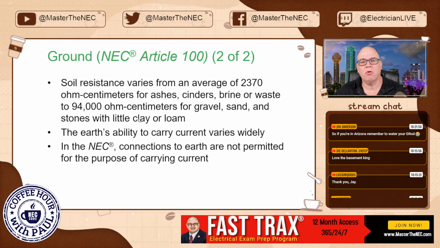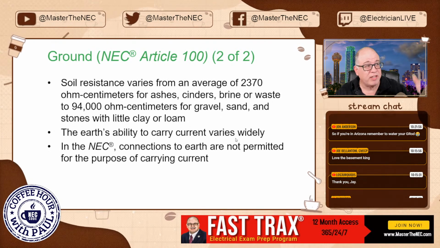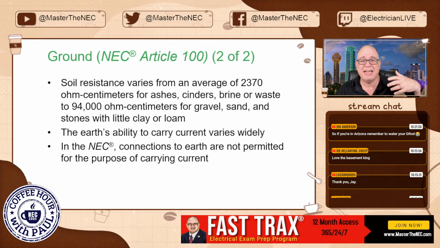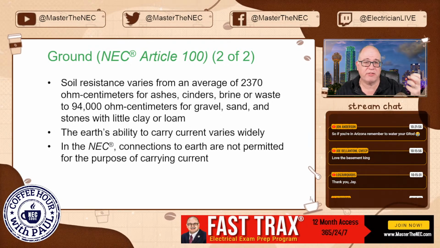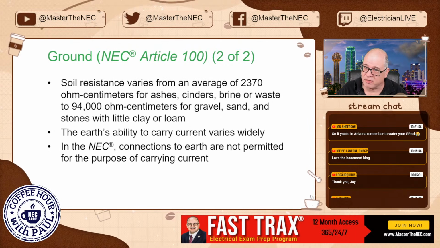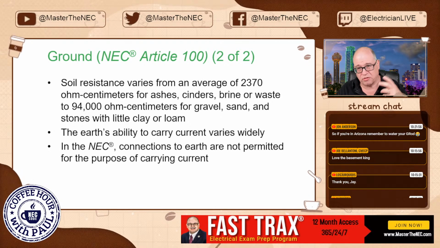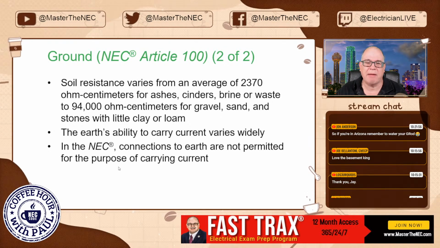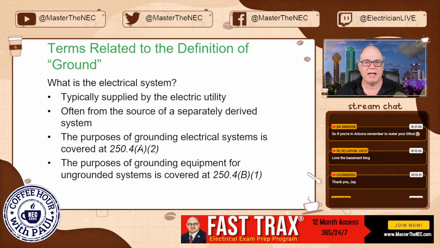All right, so the earth's ability to carry current does vary, and the utility company uses it all the time. Why? Because they use very high levels of voltage, and it produces currents that can clear fuses on primary sides and things like that in their system. Which is totally different than our system, where the voltage is much lower. All right, the NEC says connections to earth are not permitted for the purpose of carrying current. We've established that. We've knocked that out of the way.